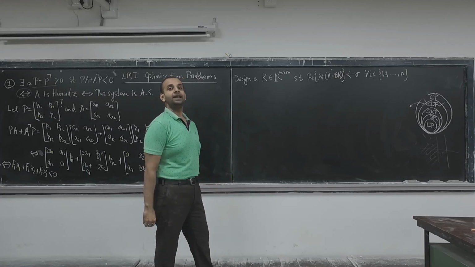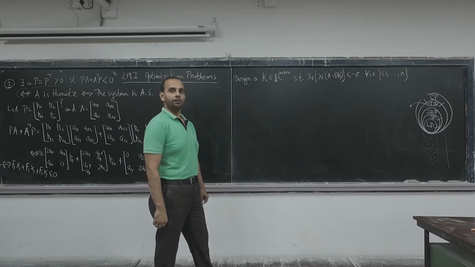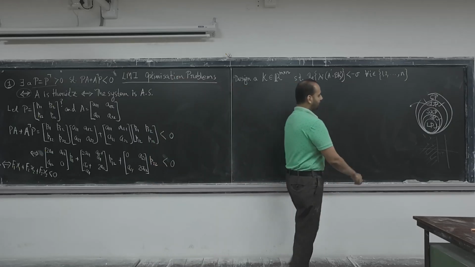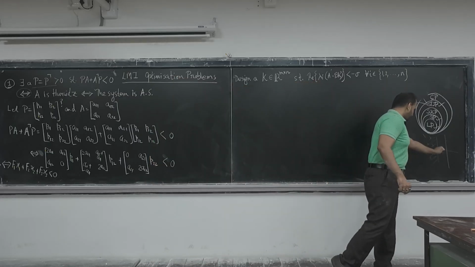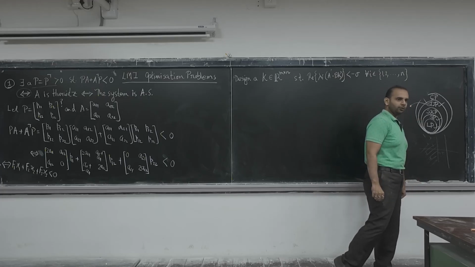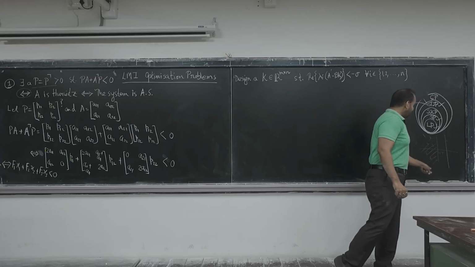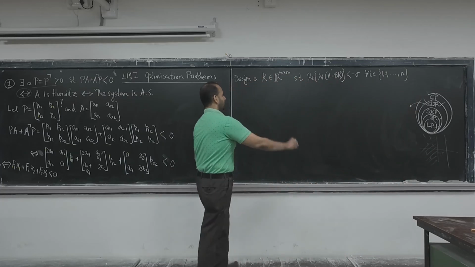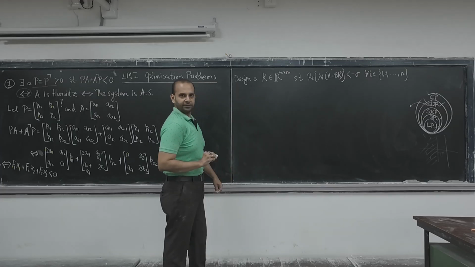If you compare with last day, what did I write? Simply that A minus BK is Hurwitz. Now here, not only is A minus BK Hurwitz, but if all the poles or eigenvalues are placed in this region, then the condition is that the real part of all those design eigenvalues or poles must be less than minus sigma. Accordingly, I have written this. Now, this is actually the problem statement.